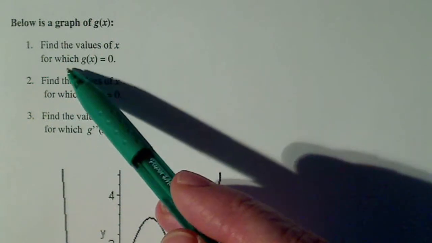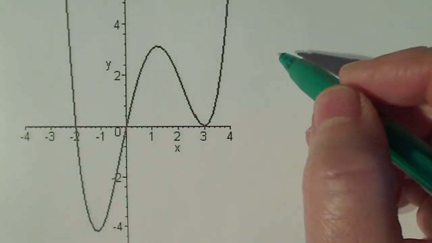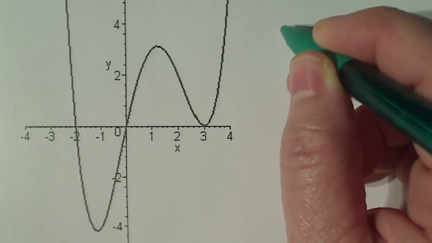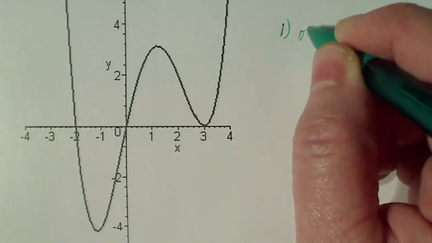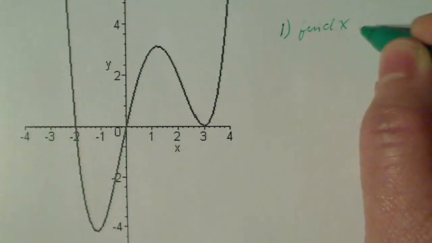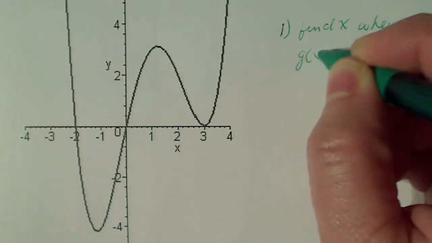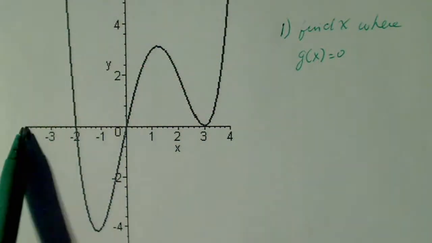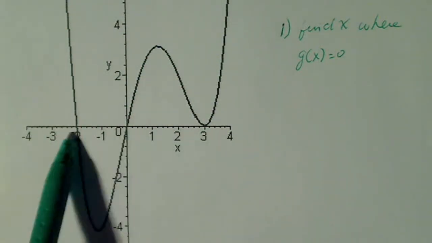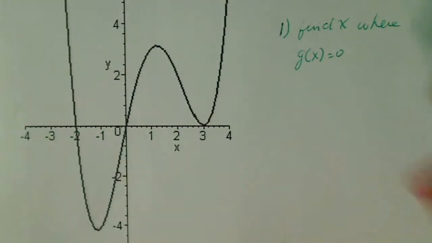So I want to find the values of x for which g of x equals 0. So here's g of x, and I want to find x where my output is 0. So you have to think to yourself, okay, find x where g of x equals 0. So that means the output is 0. So the only place where output is 0 is along the axis here. So it looks like I have g of x equals 0 when x equals minus 2.